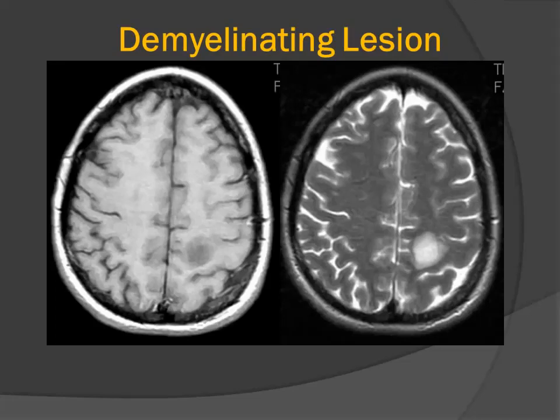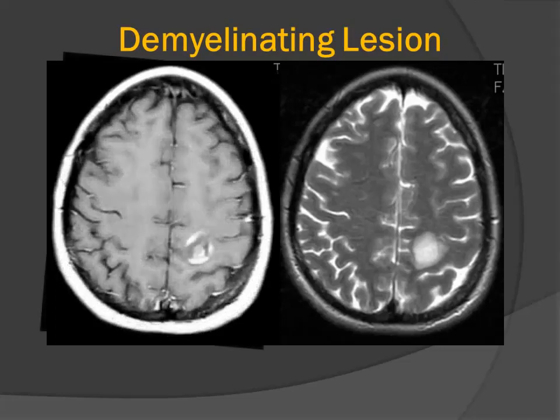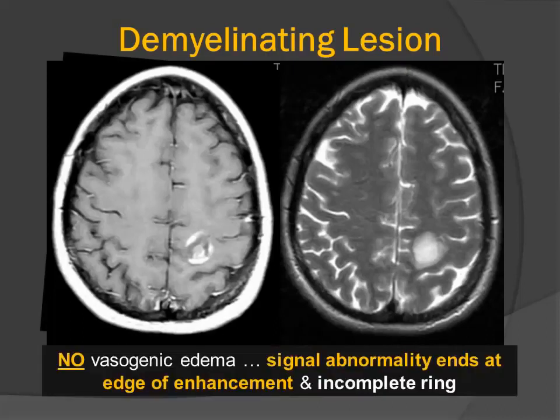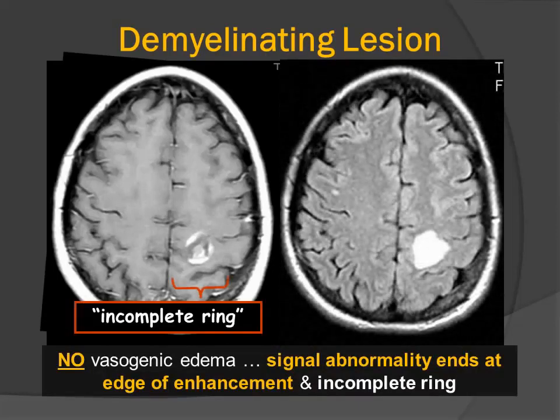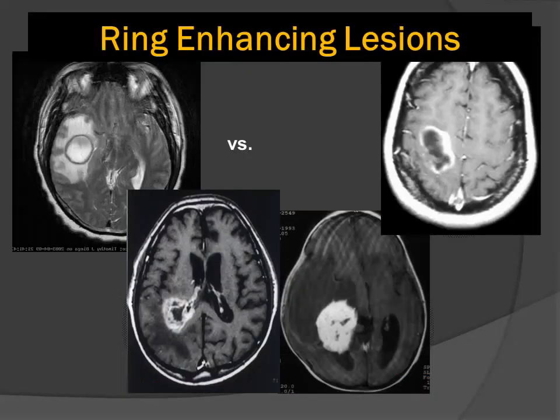This last case of tumefactive demyelination shows that the edge of the signal abnormality ends at the edge of the enhancement, and the enhancement pattern is forming an incomplete or open ring sign. And again, these are very suggestive of tumefactive demyelination. So if we look very, very carefully and we see the incomplete ring sign, and especially if we see satellite white matter lesions, we're thinking about a demyelinating process.